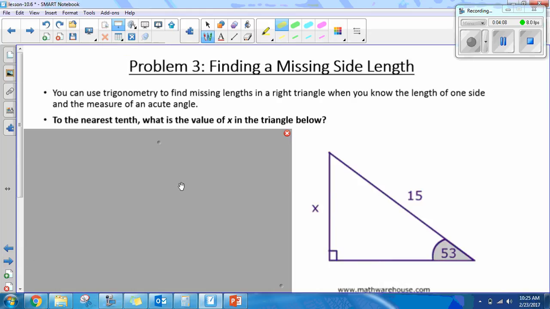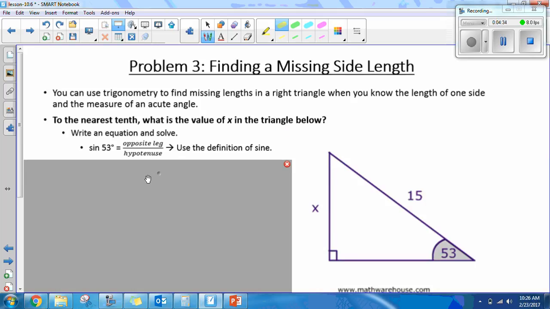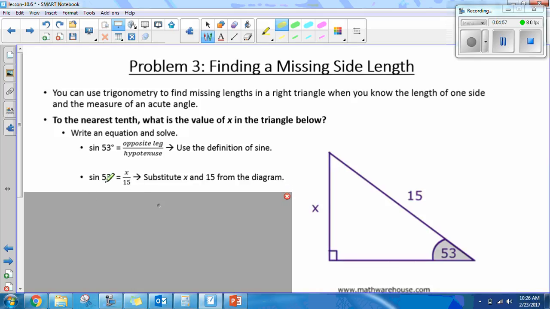You can use trigonometry to find missing lengths in a right triangle when you know the length of one side and the measure of an acute angle. To the nearest tenth, what is the value of x in the triangle shown? Here we're given the length of the hypotenuse as 15, and we're given that the angle measure is 53 degrees. We're looking for the length of x. First we need to write an equation. We know that the angle measure is 53, so we can substitute that for our angle name. So we have the sine of 53 is equal to the opposite leg, which is x, over the length of the hypotenuse. So we can rewrite this as sine of 53 equals x over 15.